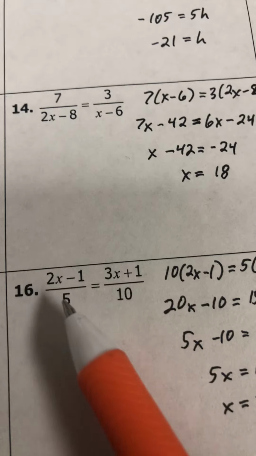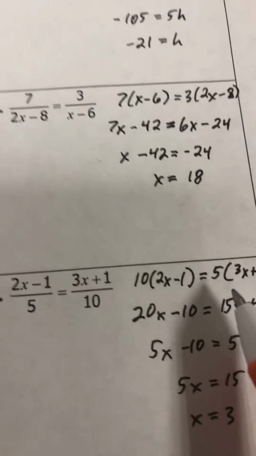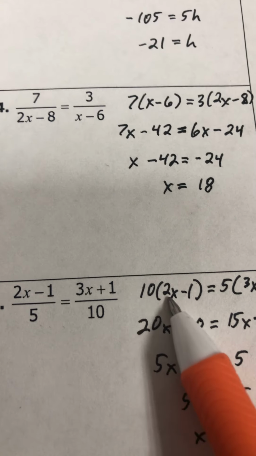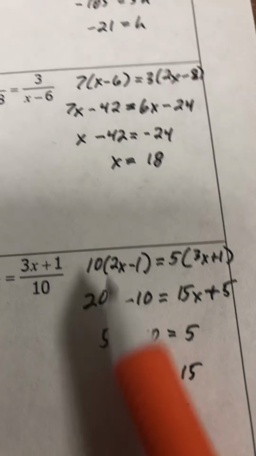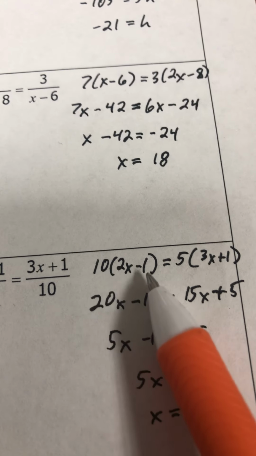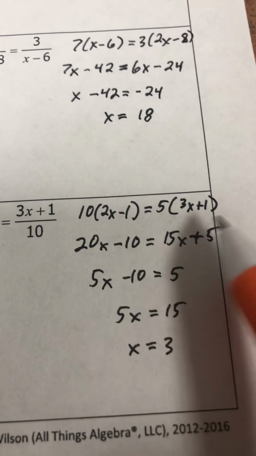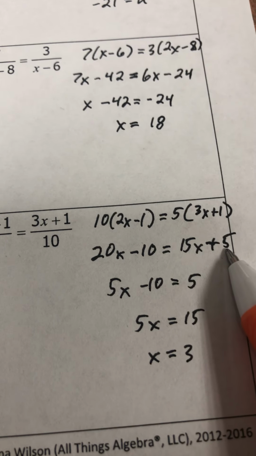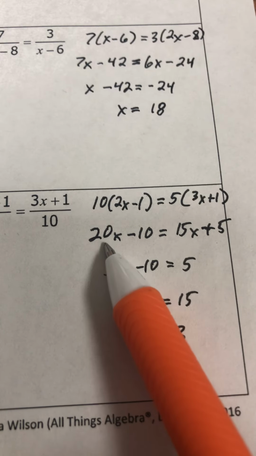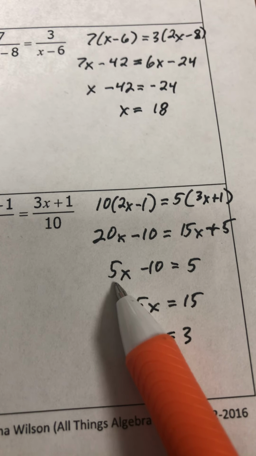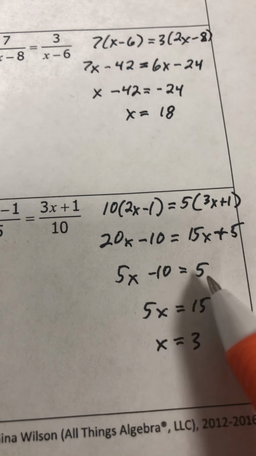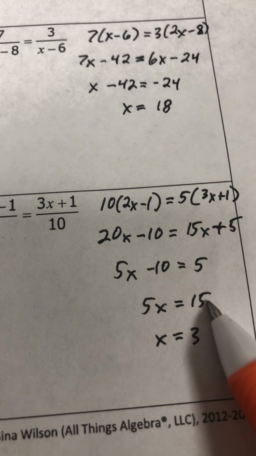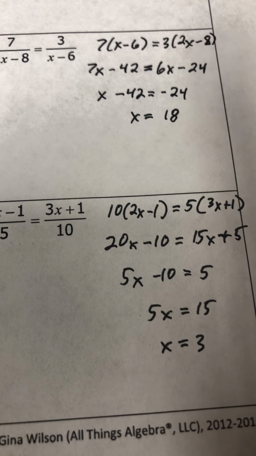Last one. 5 times 3x plus 1 looks like this over on this side. 10 times 2x minus 1 looks like this. 10 times 2x is 20x. 10 times negative 1 is a negative 10. 5 times 3x is 15x. 5 times a positive 1 is a positive 5. I subtract 15x from both sides. I add 10 to both sides. I divide both sides by 5. And I get x equals 3.